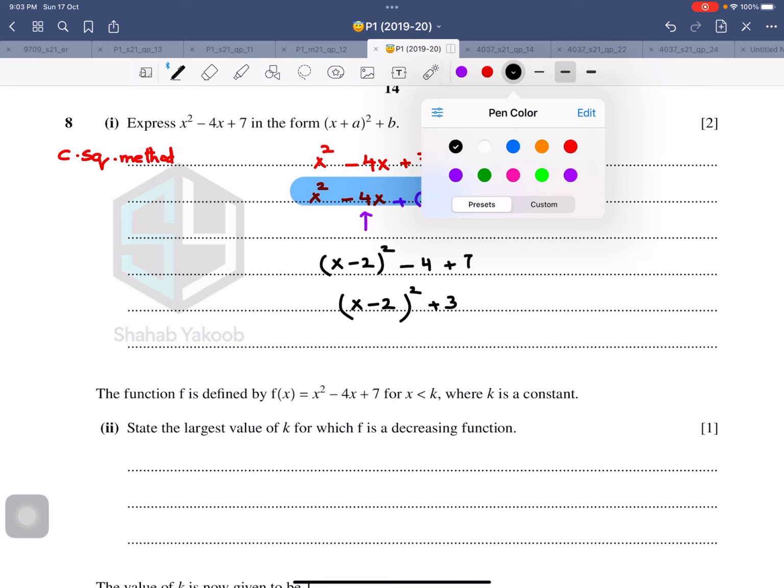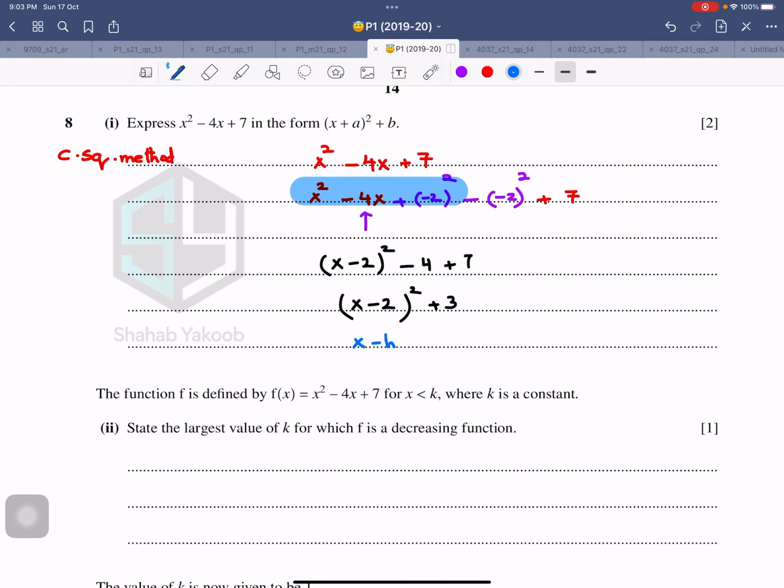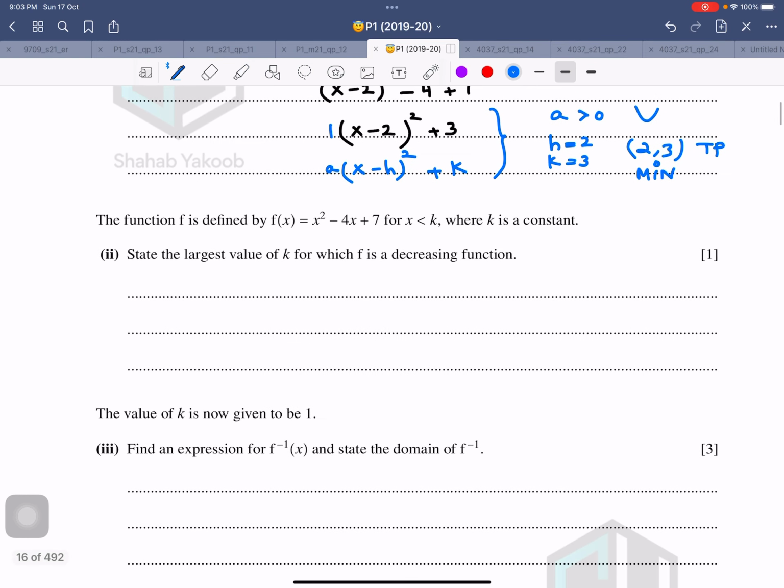And always remember, we will always compare it with the standard form, which is (x - h) whole squared plus k. Since the coefficient of x squared is positive, the graph has a minimum shape. h equals 2, k equals 3. So (2, 3) is the coordinate of the turning point, which is in fact a minimum point. Now, I always have this habit, whether they have asked for it or not, of writing it down. In most cases, it's useful. Now, let's move to the second part.